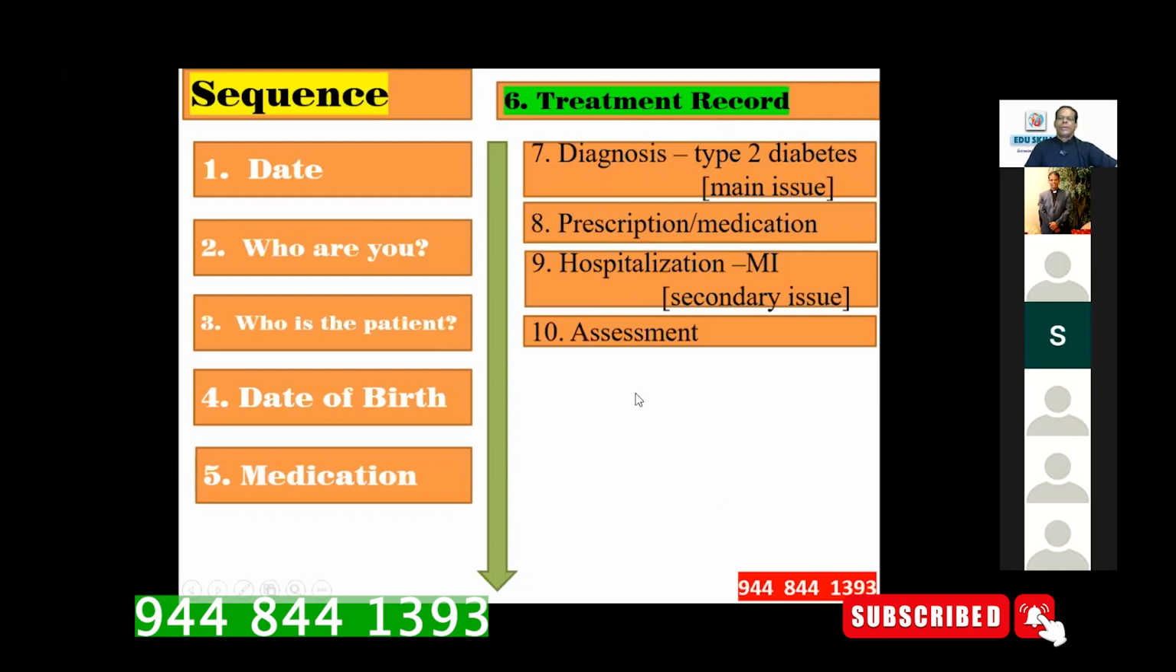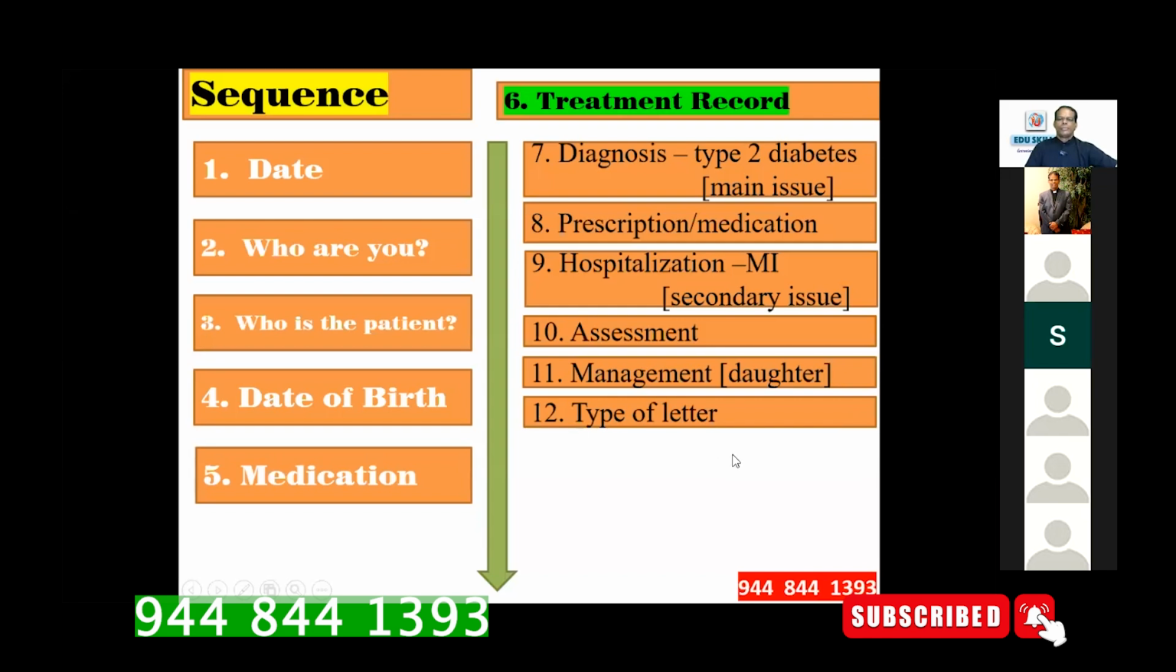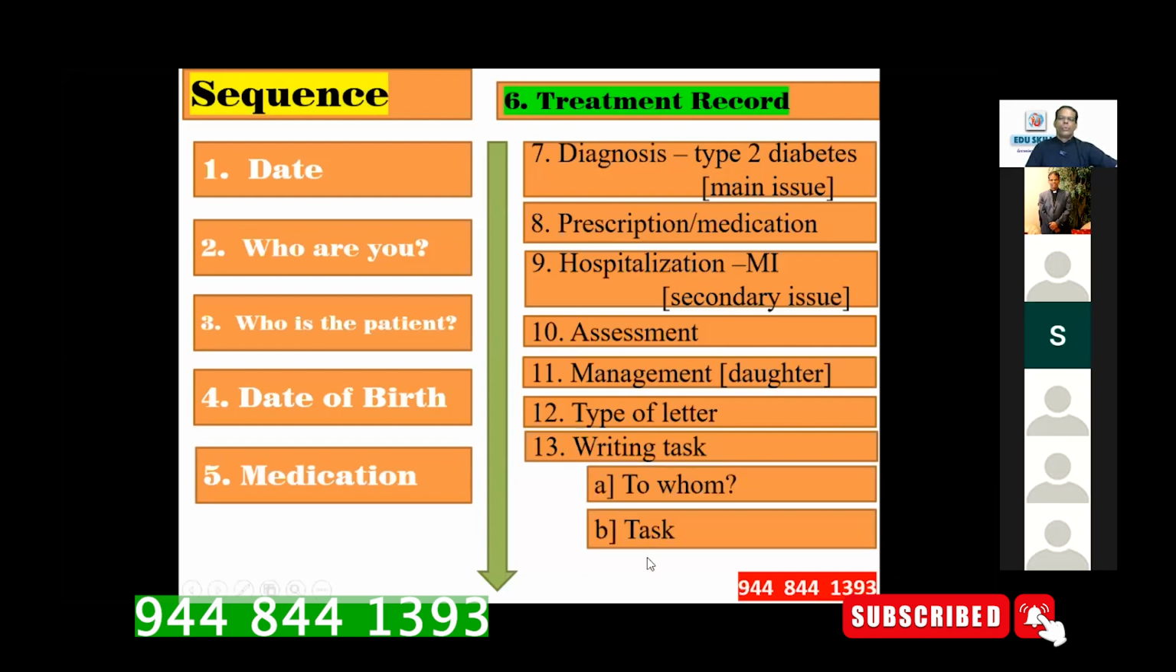See, these are the key words you have to search for. Then management and the connection to the author. Then type of letter. Okay, writing task. This is the order in the case note. And to whom. The writing task tells you who, to whom, what is the task, and what is the address.